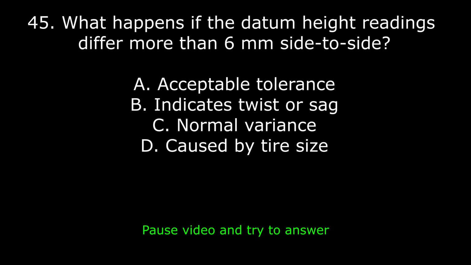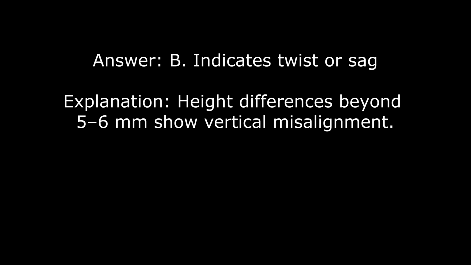45. If datum height readings differ more than 6 mm side to side, A. Acceptable tolerance. B. Indicates twist or sag. C. Normal variance. D. Caused by tire size. Answer: B. Indicates twist or sag. Explanation: height differences beyond 5 to 6 mm show vertical misalignment.